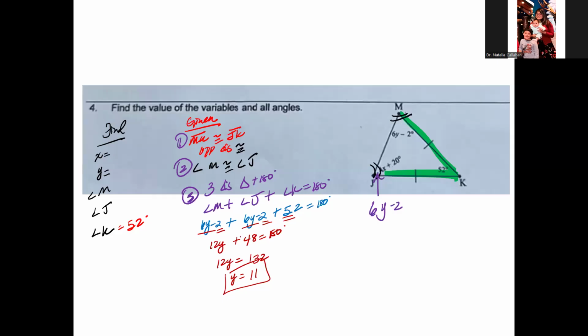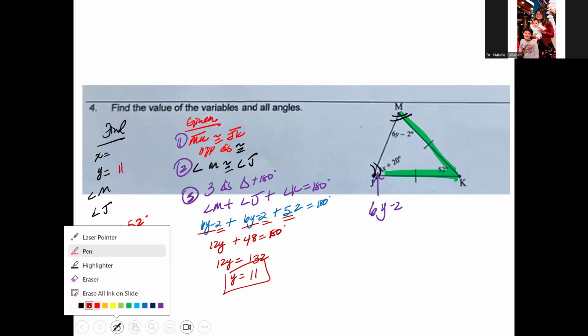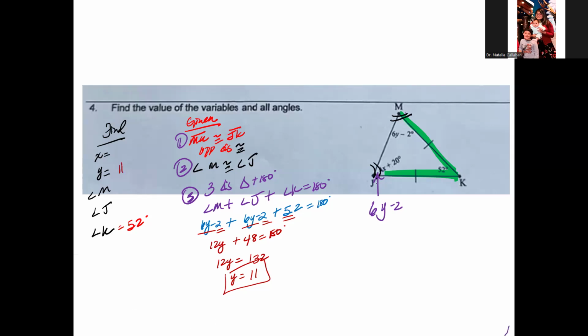So you know that y equals 11, right? Great. So now let's find x. Do you see how angle J is 4x plus 20, right? Well, that's x. But we also know that angle J is going to be, well, we already know what y is now, right? So angle M, remember angle M, look up, is 6y minus 2, correct? Y is 11, so you have 66 minus 2, which is going to give you 64 degrees, right?